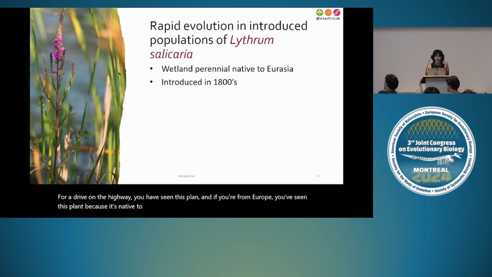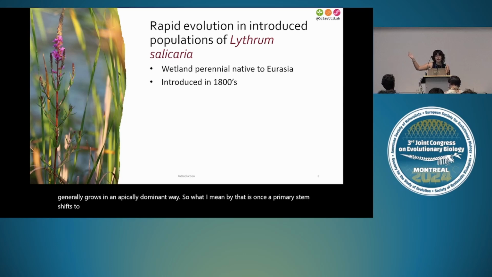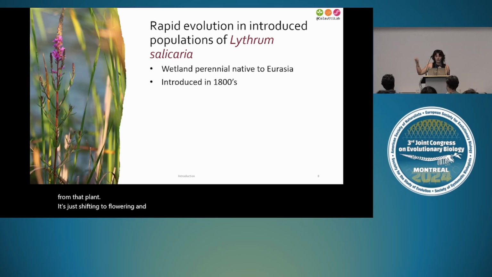Anyways, it was introduced to North America in the 1800s. Or earlier. That's just the earliest that we have records of it. And purple loosestrife generally grows in an apically dominant way. What I mean by that is, once a primary stem shifts to reproduction, once that stem flowers, we very rarely see any more vegetative growth from that plant. It's just shifting to flowering and developing buds and flowers, and then if those are fertilized, converting to fruits.